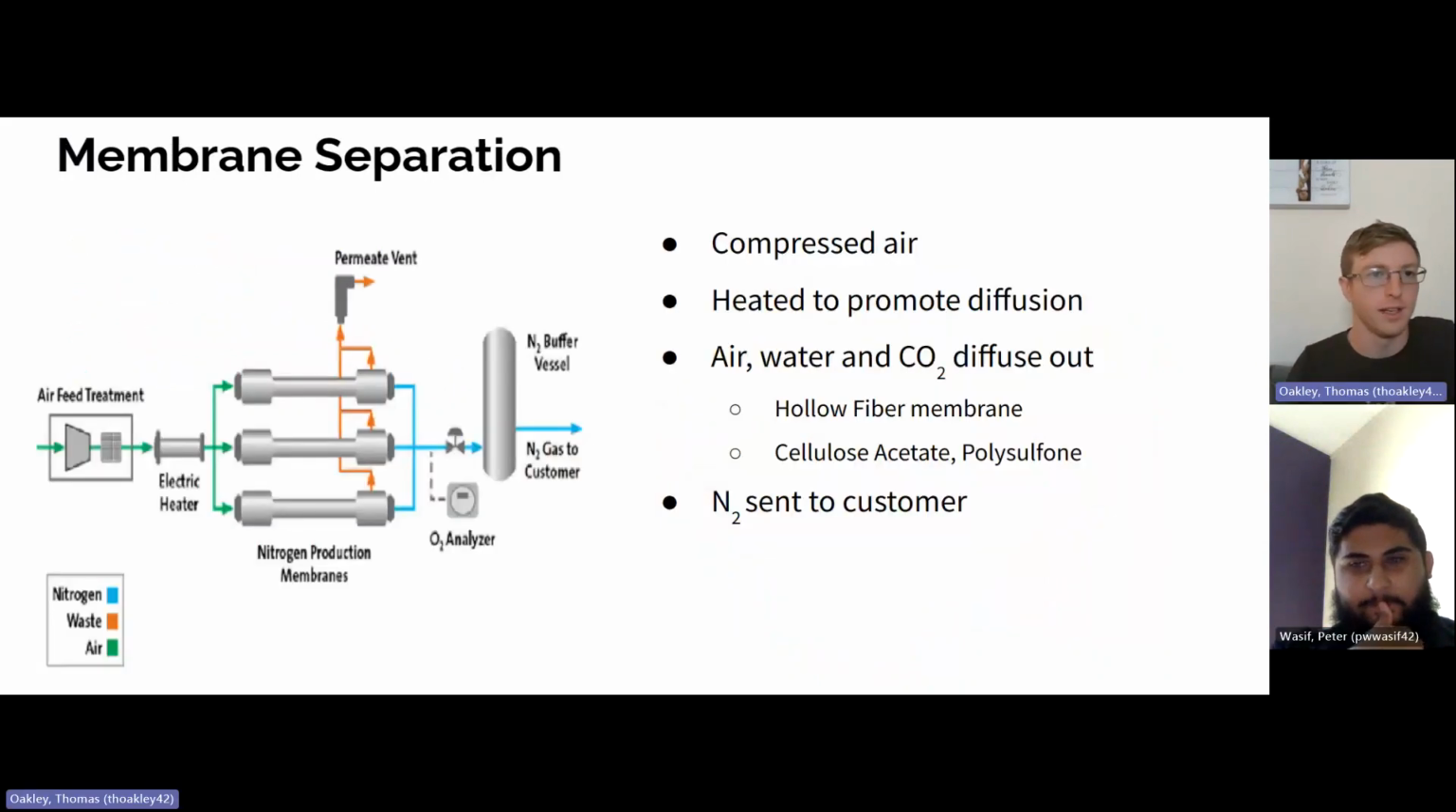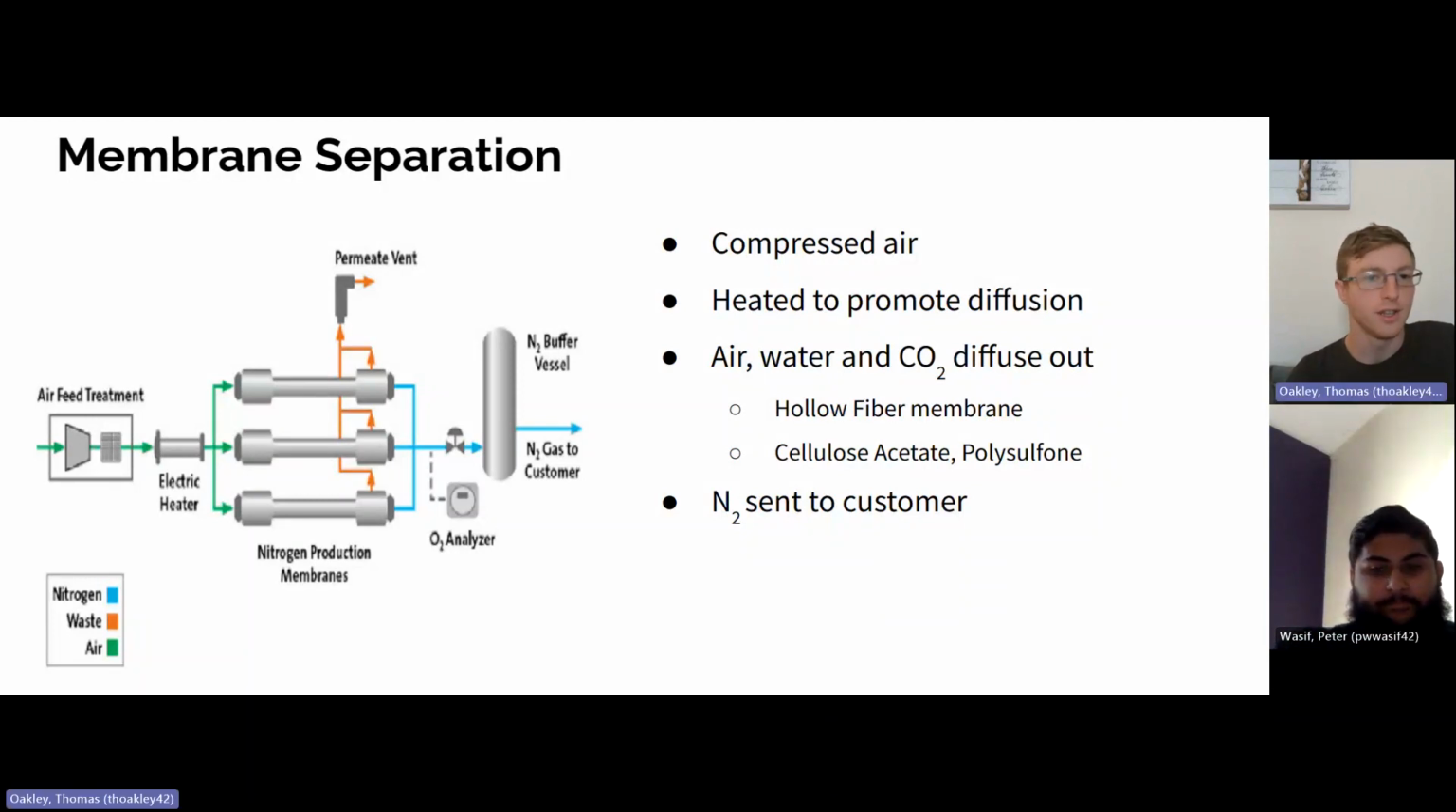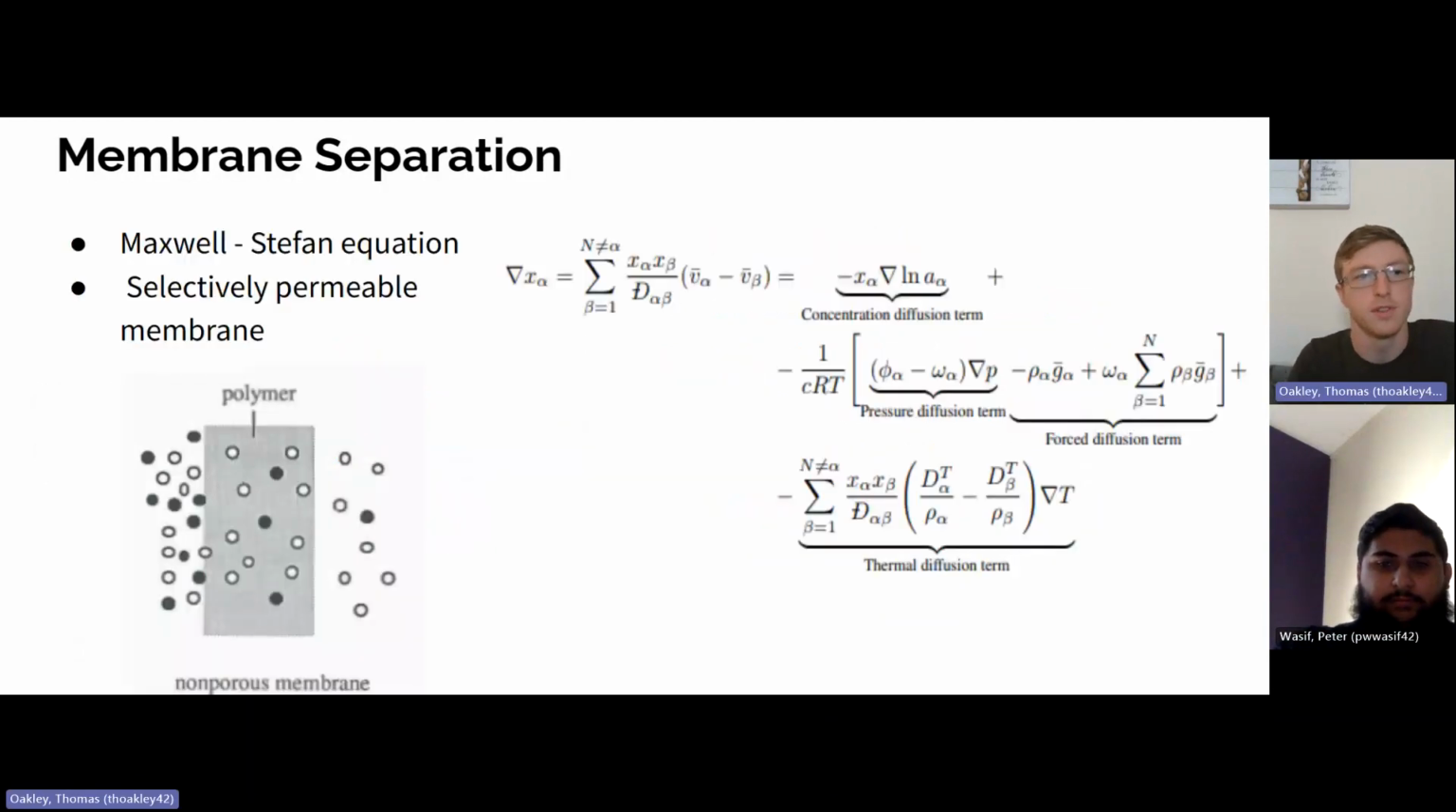And the final separation is membrane separation, which takes compressed air and puts it through an electric heater, which promotes diffusion, while oxygen, water, and carbon dioxide diffuse through the membrane. Nitrogen does not. These membranes are called hollow fiber membranes. They are usually something like cellulose acetate or polysulfone, and the nitrogen that comes out is sent to our customers.